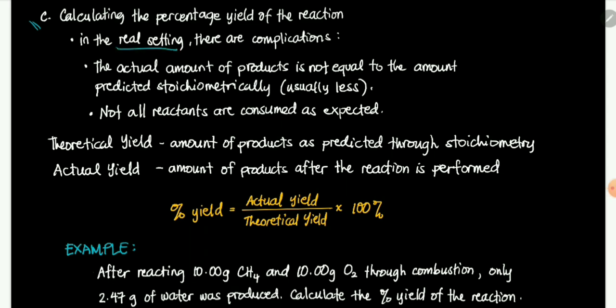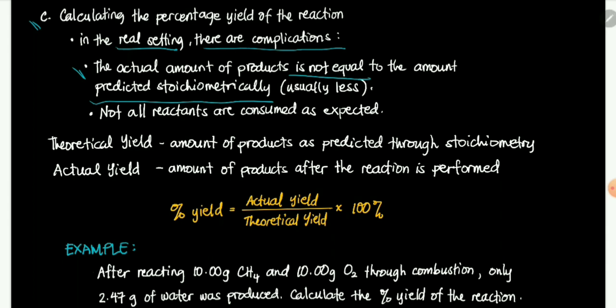So in the real setting, there are complications. So minsan, the actual amount of products is not equal to the amount of products predicted stoichiometrically or yung theoretical na prediction natin. Kapag kasi ginamit natin yung amount ng reactants to predict the amount of products, we are assuming na nagagastos natin lahat ng reactants or nako-consume lahat ng reactants 100%. Okay? So, hindi palaging ganon ang nangyayari. Actually, minsan lang nagkakaroon ng mga ganong ka-perfect na reactions.